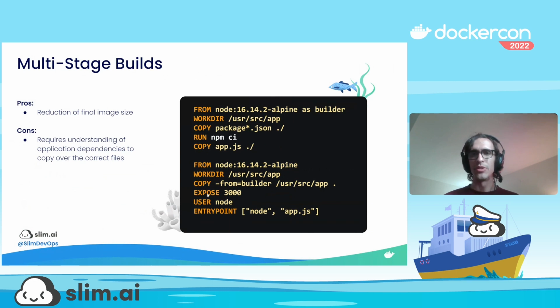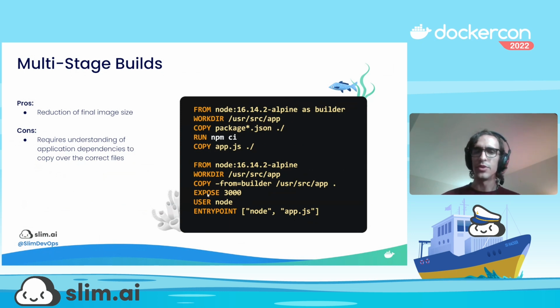Leveraging multi-stage builds is another way to improve your containerization experience. A primary advantage of this is it reduces your final image size. A downside is that it requires you to have an understanding of exactly what application dependencies your app has and exactly which files you must copy over. In this Dockerfile, in the first line, we see a FROM ... AS builder, and further down, we see a COPY --from=builder.